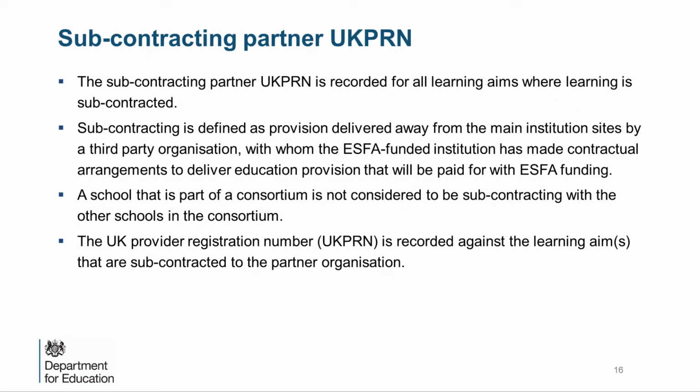The subcontracting partner UKPRN is recorded for all learning aims where the learning is subcontracted. The UK provider registration number is recorded against the learning aims that are subcontracted to the partner organisation. Subcontracting is defined as a provision delivered away from the main institution sites by a third-party organisation with whom the ESFA funded institute has made contractual arrangements to deliver education provision that will be paid for by the ESFA funding. A school that is part of a consortium is not considered to be subcontracting with the other schools in the consortium.